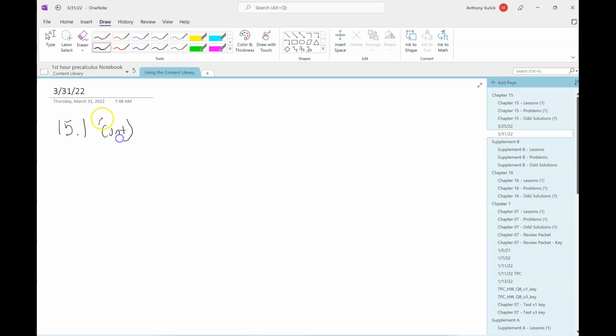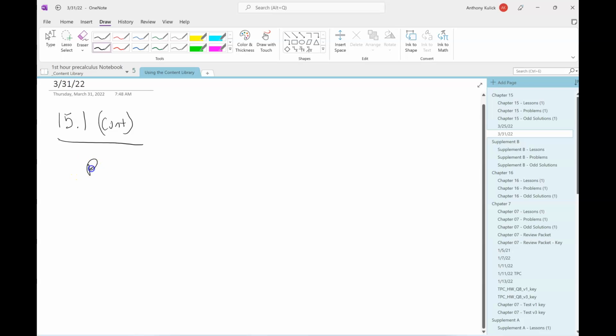So we had started talking about section 15.1 last time. And in chapter 15, we've just been talking about exponential functions so far, right?